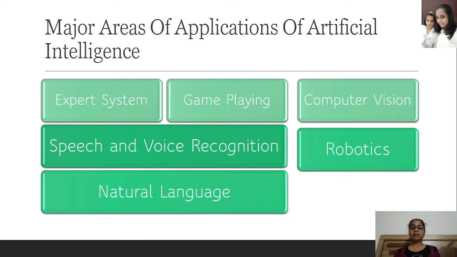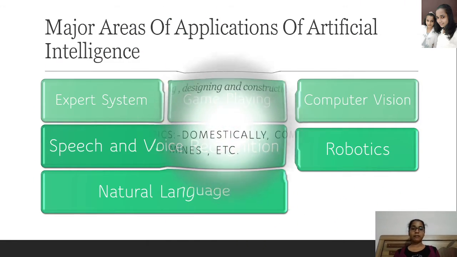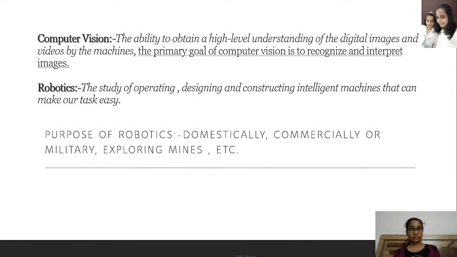Moving further, we have computer vision, which means the ability to obtain a high level understanding of digital images and videos. Primary goal is to recognize and interpret the images. So, in simple words, you can say the scene going on the screen is known as computer vision.